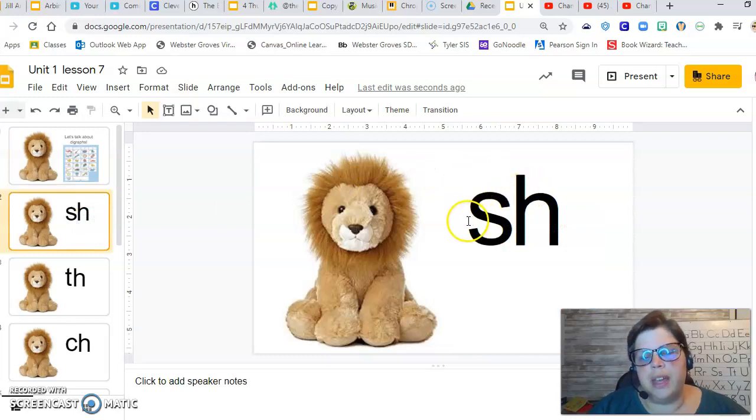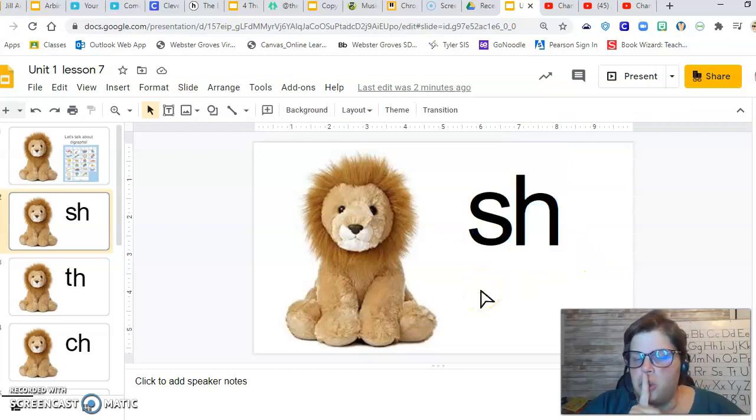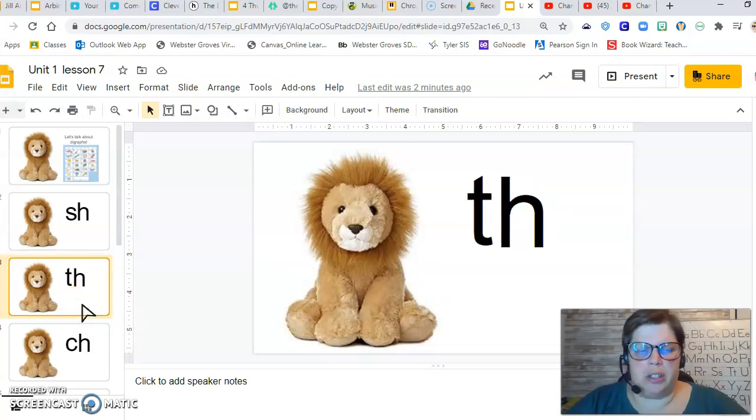Now take a look at this digraph. So I've got my buddy Rashid here, and I needed Rashid because this digraph is in Rashid's name. So take a look at these two letters, S and H. Separately, they make two different sounds, S and H. But when we see them next to each other in a word, they make the sh sound, like you're telling someone a baby's sleeping. Shh.